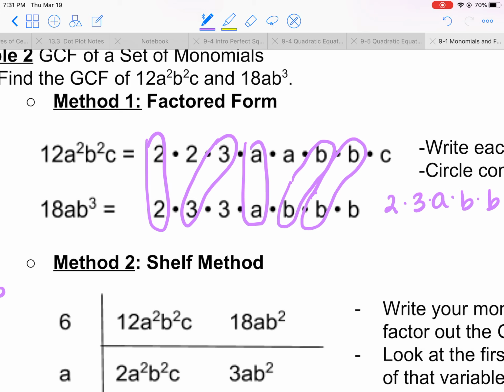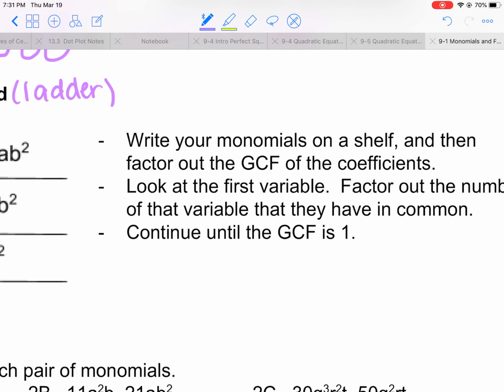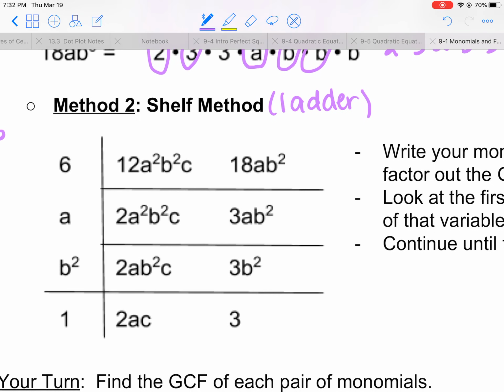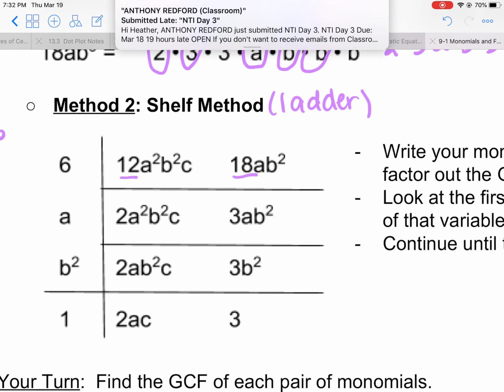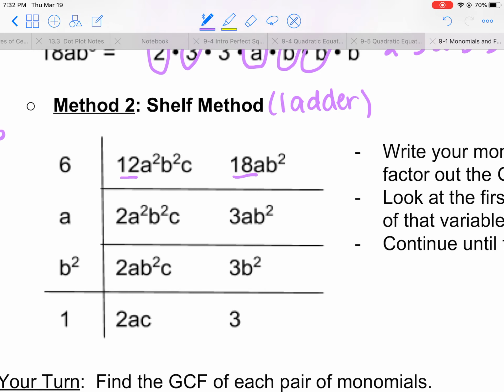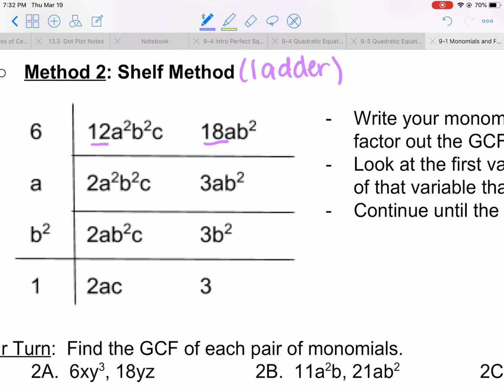The second method is called the shelf method. I teach it to my 7th graders as the ladder method. First, you write your monomials on a shelf and then you factor out the GCF of the coefficients. So I have 12 and 18. 6 is my greatest common factor of 12 and 18. After I do that, I'm left with 2a squared b squared times c, and 3ab squared.